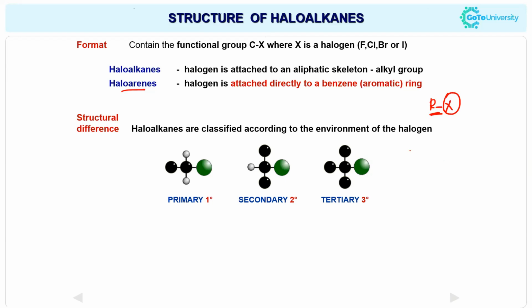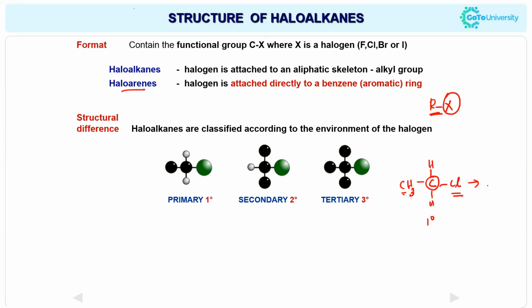They are of three types: primary, secondary, and tertiary. In primary, the halogen-connected carbon is connected to only one alkyl group. For example, I'm taking ethane, and I'm replacing one hydrogen with one chlorine. So this is chloroethane. Now see, the halogen-connected carbon is this, and it is connected to only one carbon. So this is a primary haloalkane.